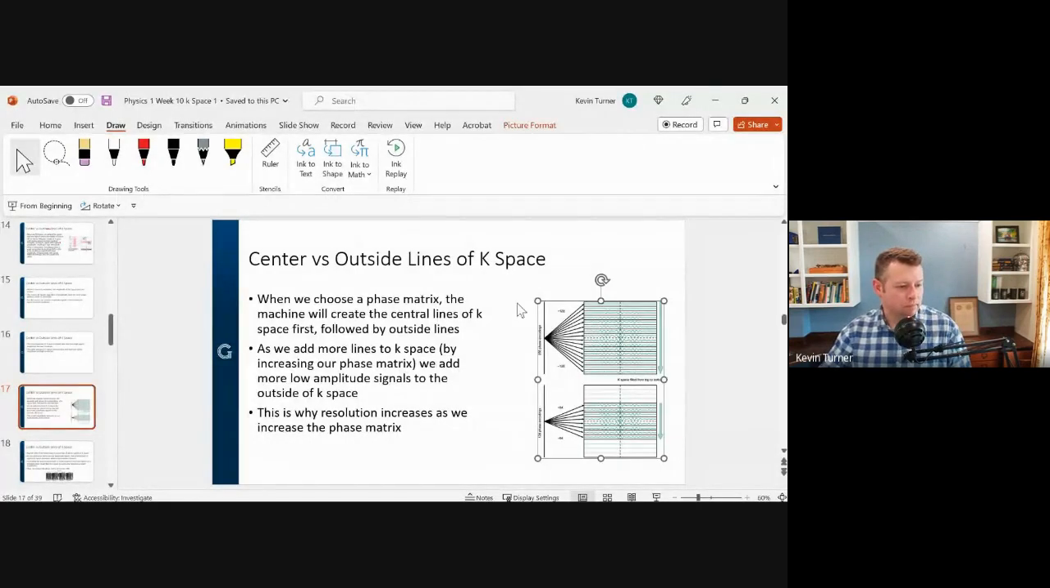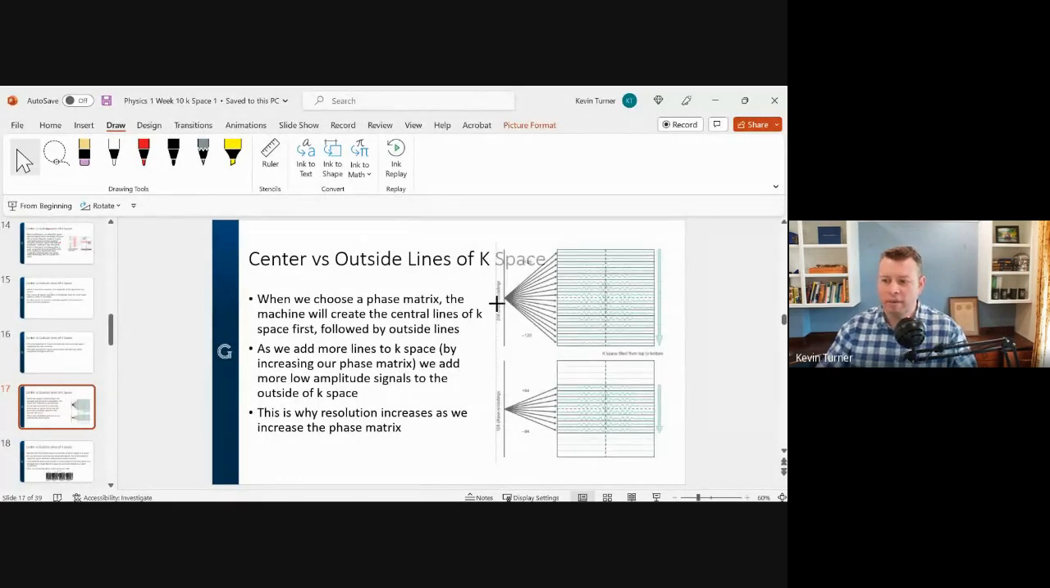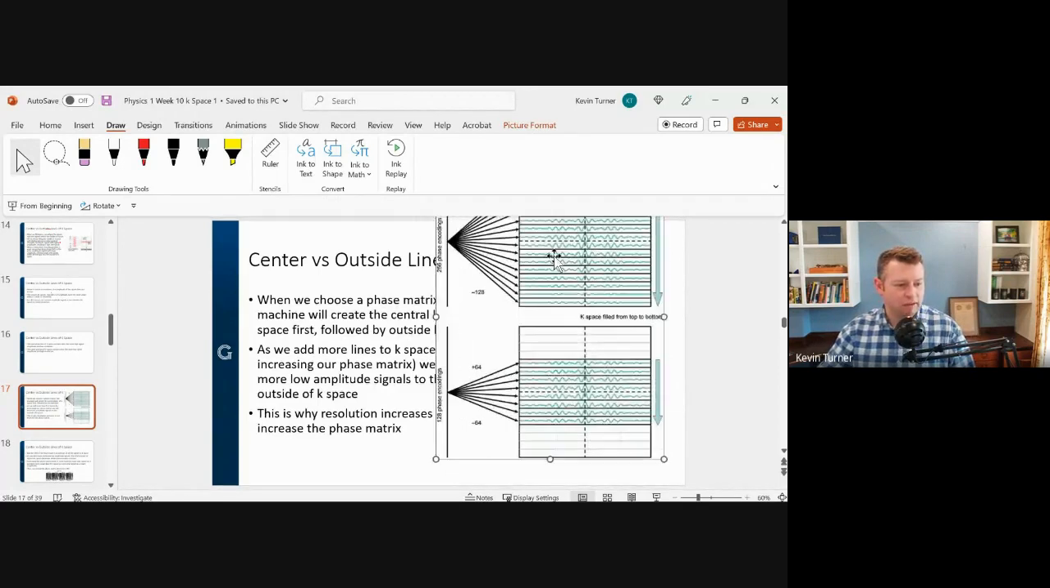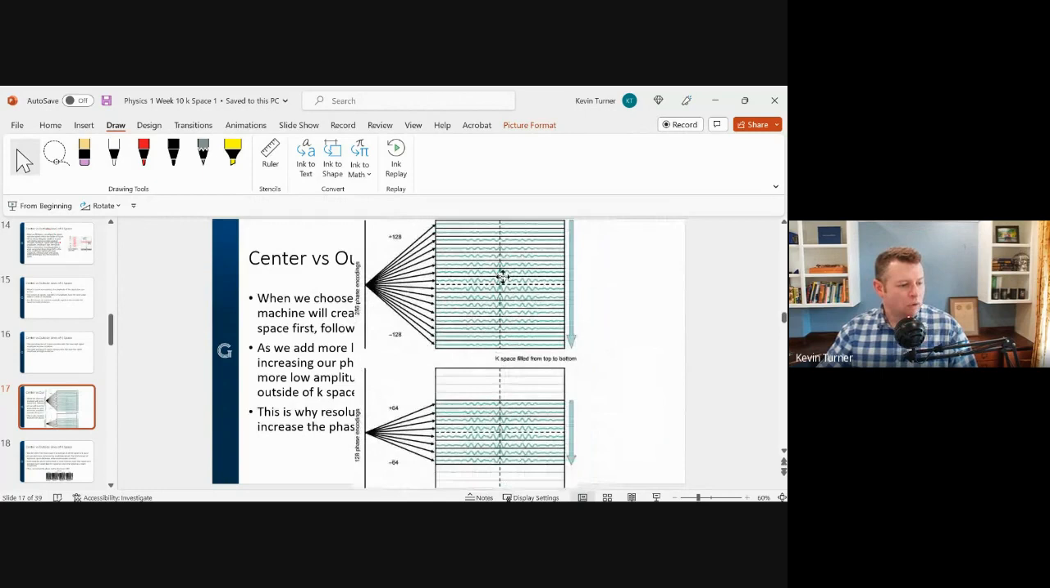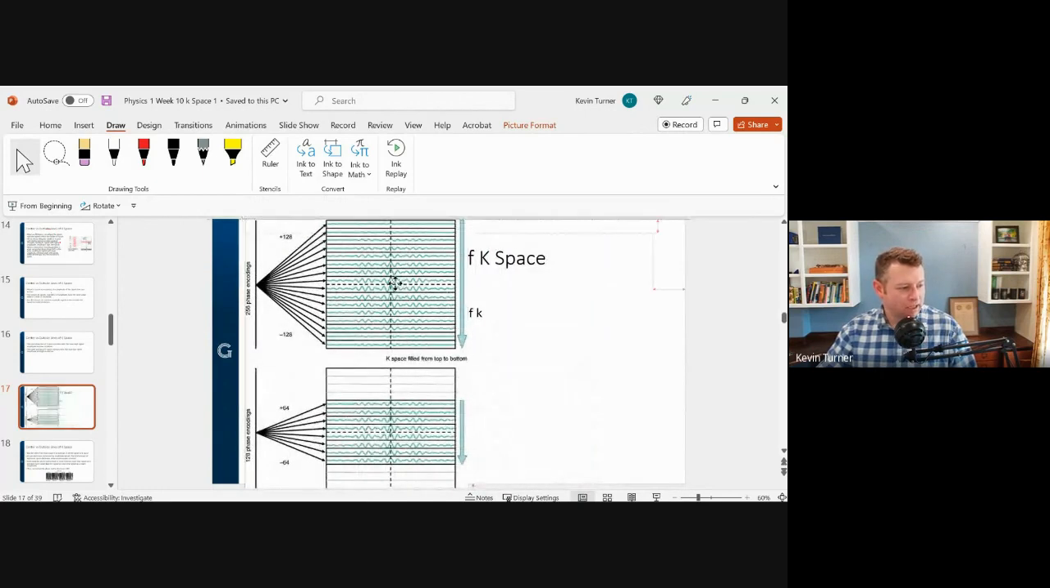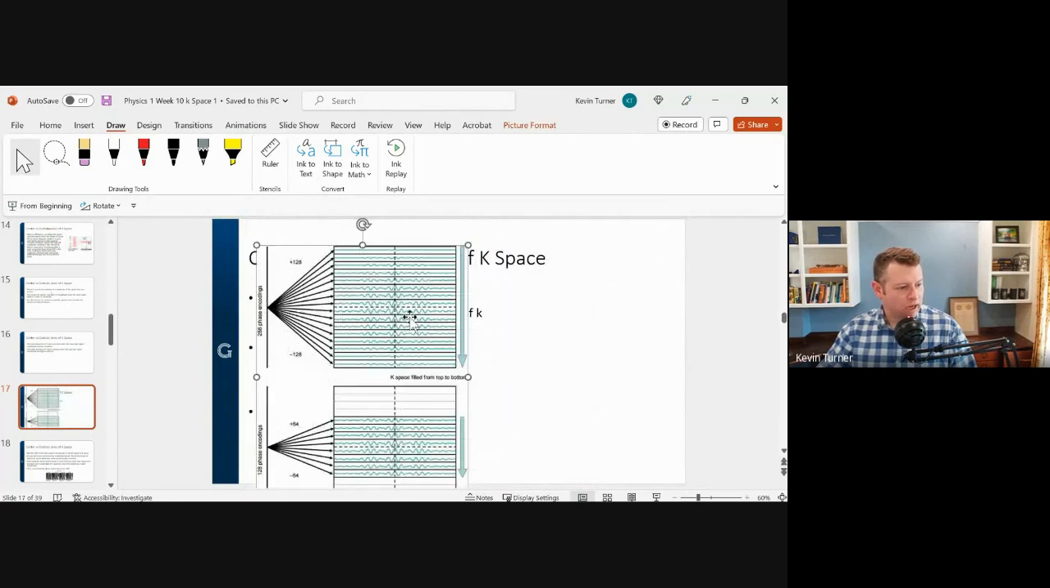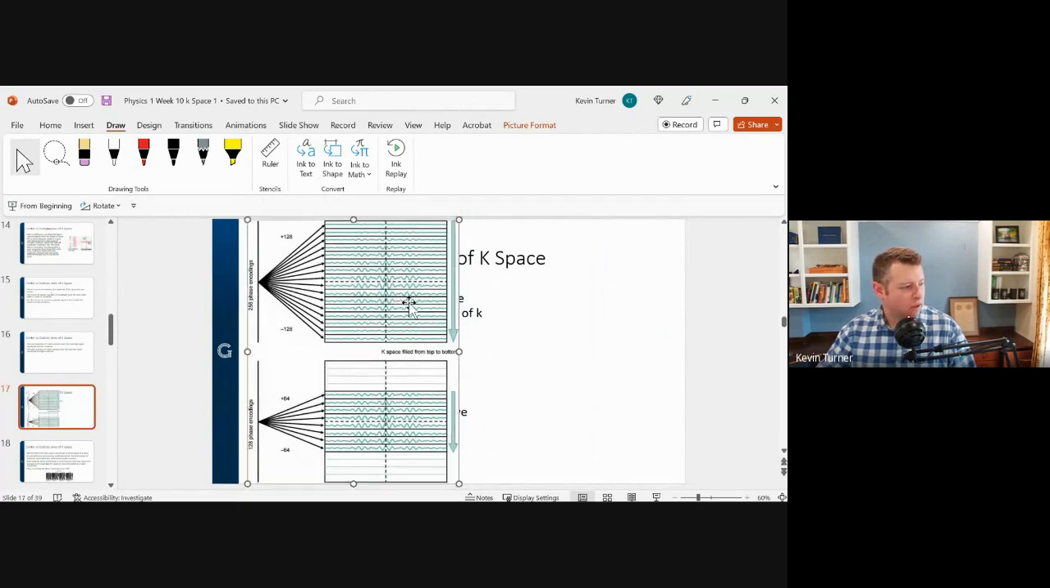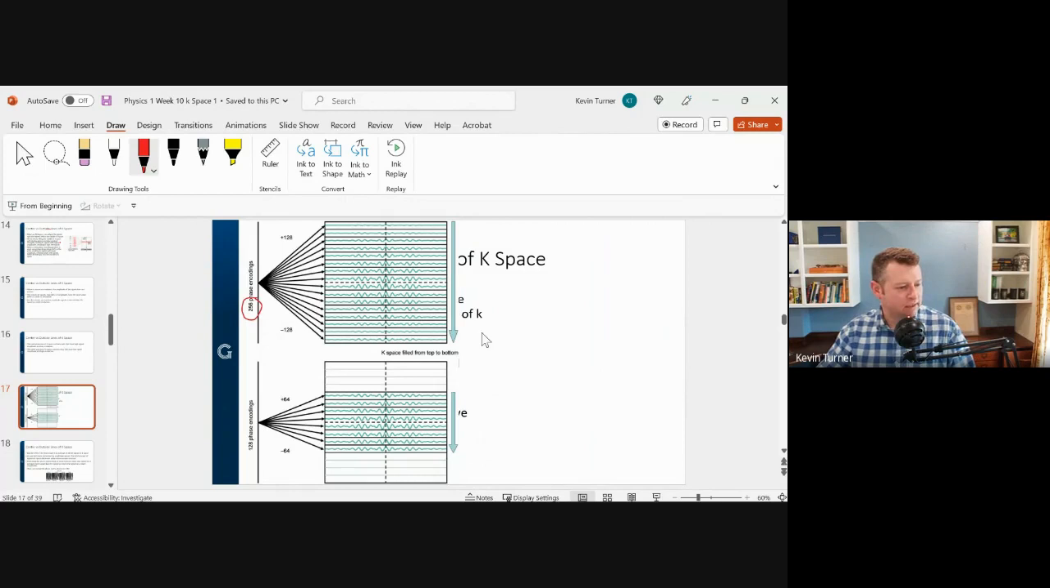So, coming all the way back to what you were talking about, Omar, we're coming back to the phase matrix and the different amounts. So, if I'm going to create an image, here we have two different K-spaces. One being represented by a phase matrix of 256, right? So we're going from positive 128 to negative 128. And then over here, we have 128 phase encoding, 64 and negative 64.